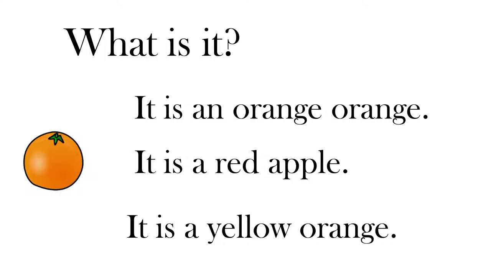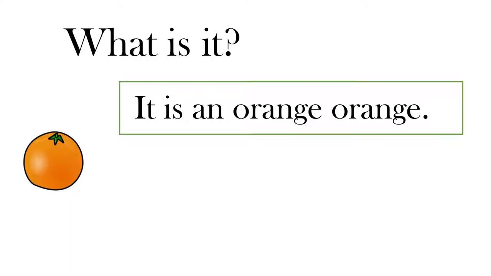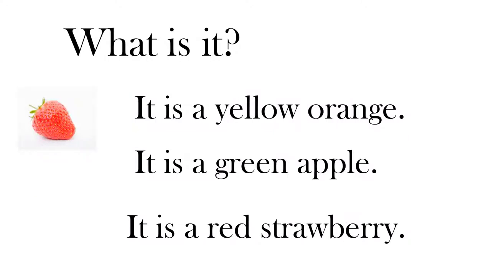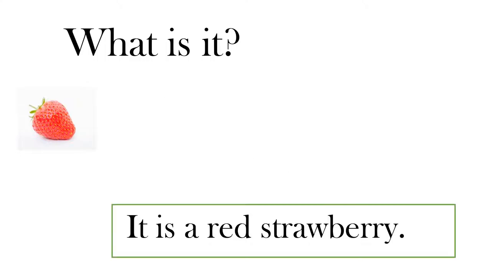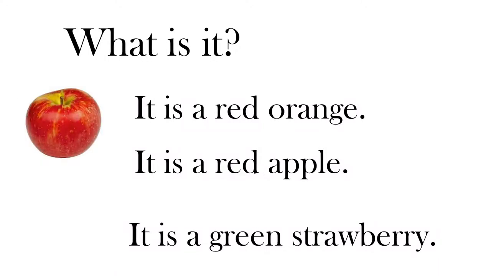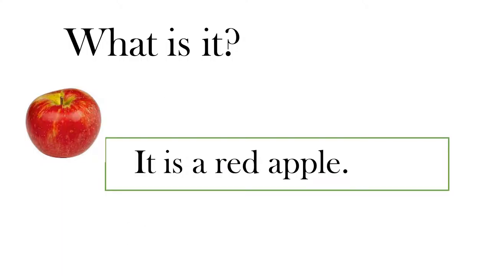What is it? It is an orange orange. It is a red apple. It is a yellow orange. What is it? It is a yellow orange. It is a green apple. It is a red strawberry. What is it? Is it a red orange? It is a red apple. It is a green strawberry.